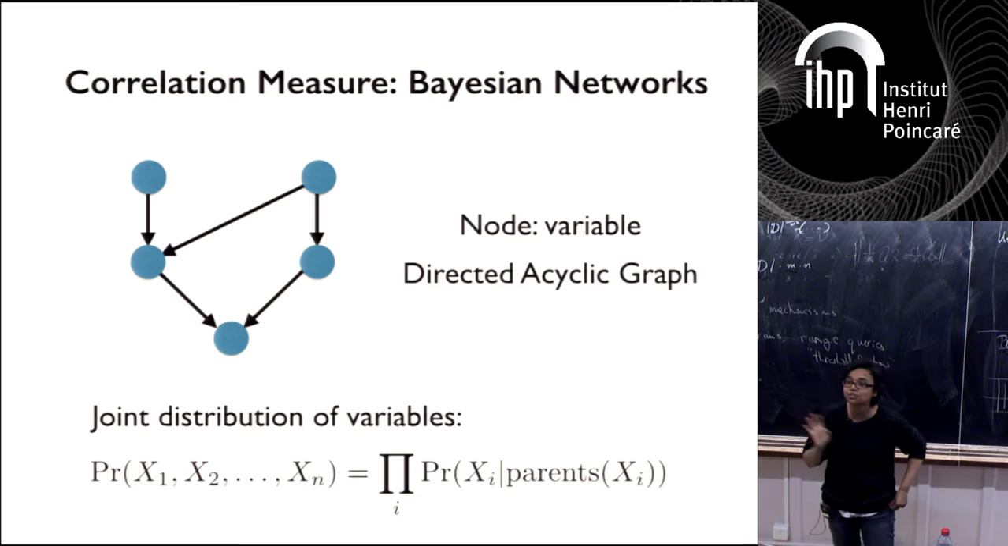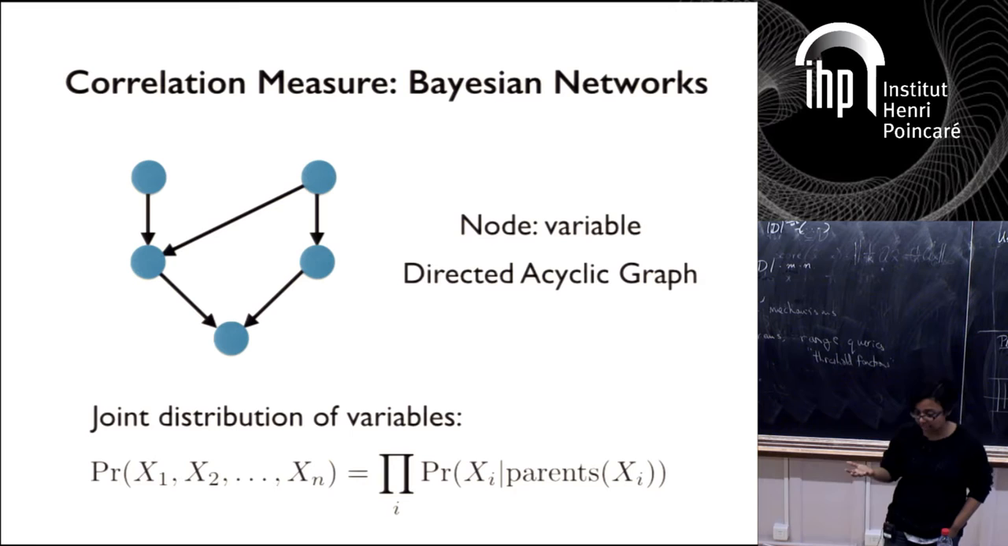Okay? So what we will do is now we will use a special case of models, and to measure correlation, we will use something called Bayesian networks, right? A lot of you have seen Bayesian networks, which are heavily used in machine learning. They're also called graphical models. Here what happens is you have a graph. It's a directed acyclic graph.